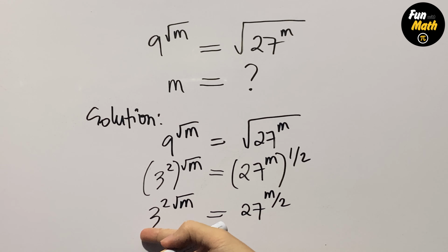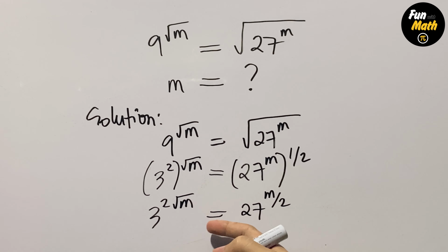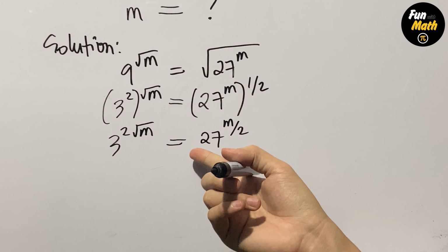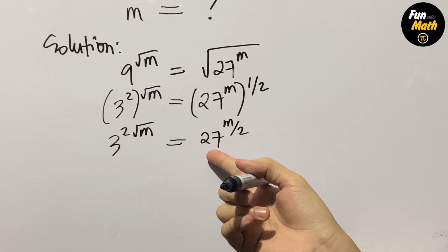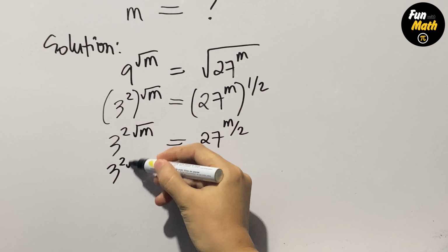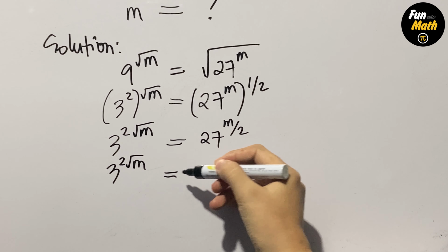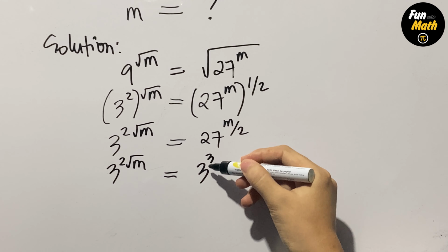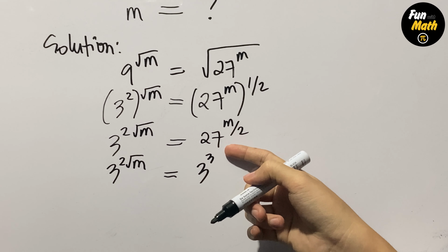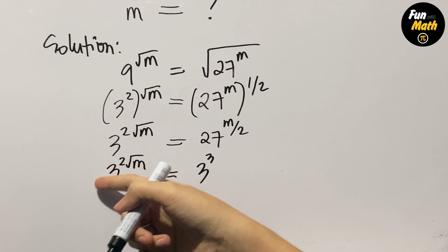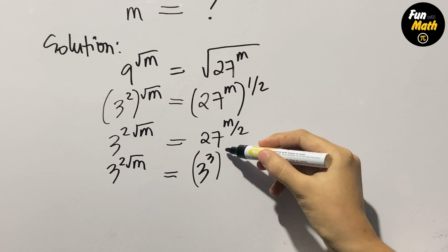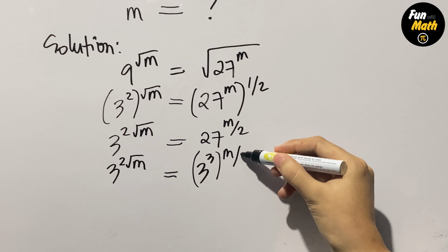So we have 3 to the power of 2 square root of m is equal to 27 to the power of m over 2. And then on this side, 27, we can write it as 3 cubed. So that is 3 to the power of 2 square root of m is equal to 3 to the power of 3. We know that 3 to the power of 3 is equal to 27. You just write 3 times 3 times 3, so they have the same base. And don't forget the power, whole to the power of m over 2.